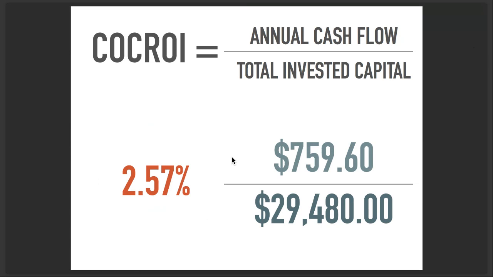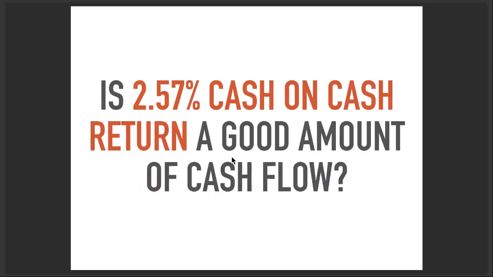Now, let me tell you something else. Do you know who I buy most of my rental properties from? Anybody have a guess? What type of person do I buy most of my rental properties from? You maybe heard me say it before. Failed landlords. I buy a lot of property from failed landlords, from people who lost their property in a foreclosure, and I go and buy it for cheap. Now, why did they lose their properties? Because they didn't do their math correctly. They are part of the 80 or 90% of people who never did their math. So the question again is, is a 2.57% cash on cash return a good amount of cash flow?